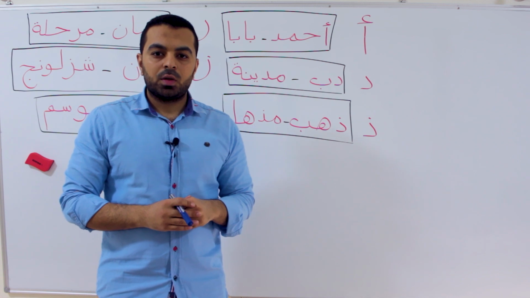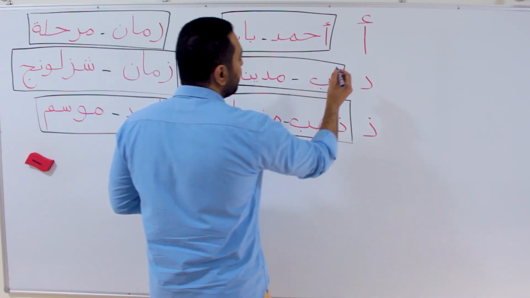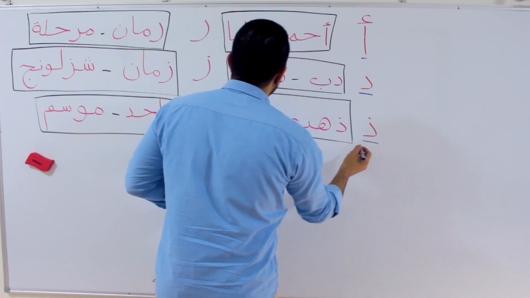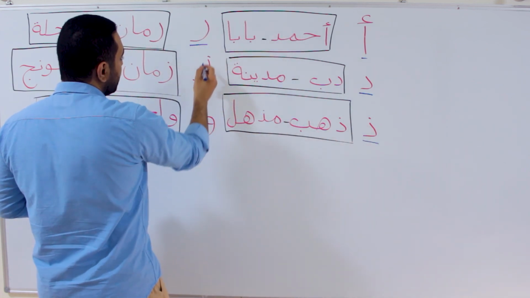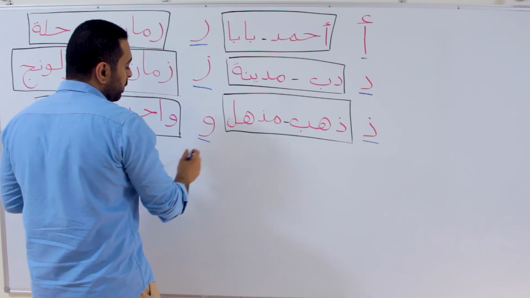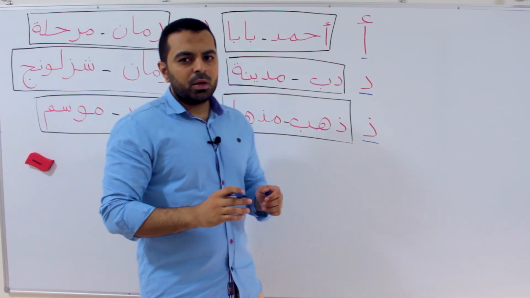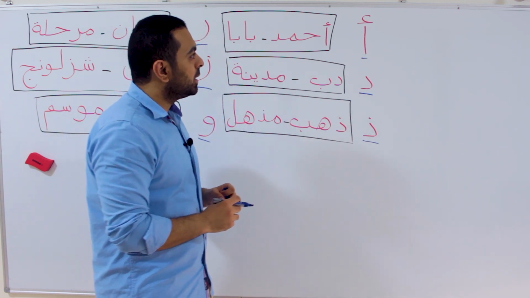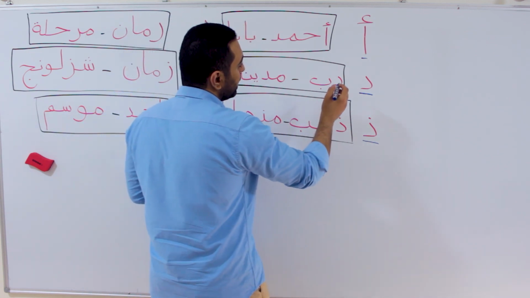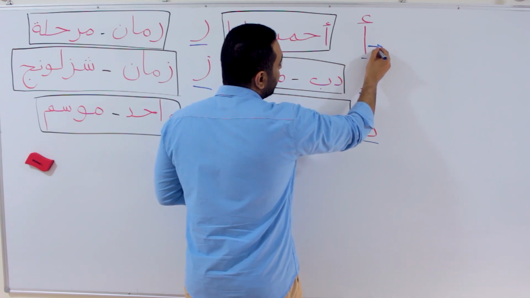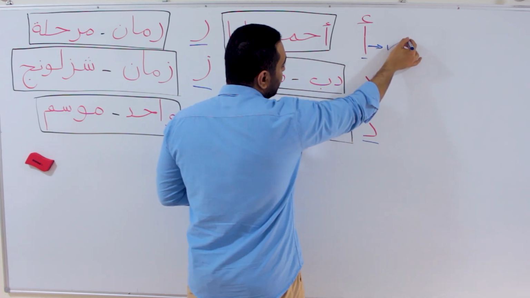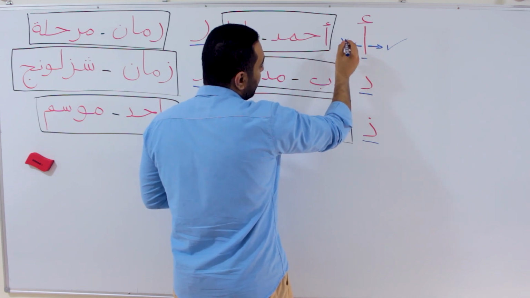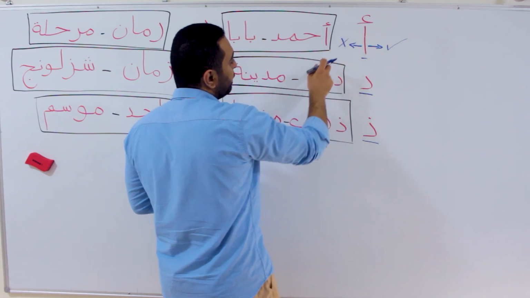So the 6 letters are Alif, Dal, Zal, Ra, Zai, and Waw. What about those 6 letters? We say that those 6 letters can connect to the previous letter, but the one after, no. It must be separated from the one after.